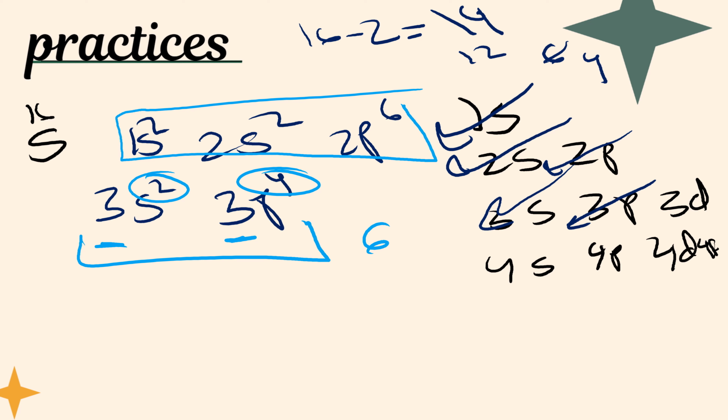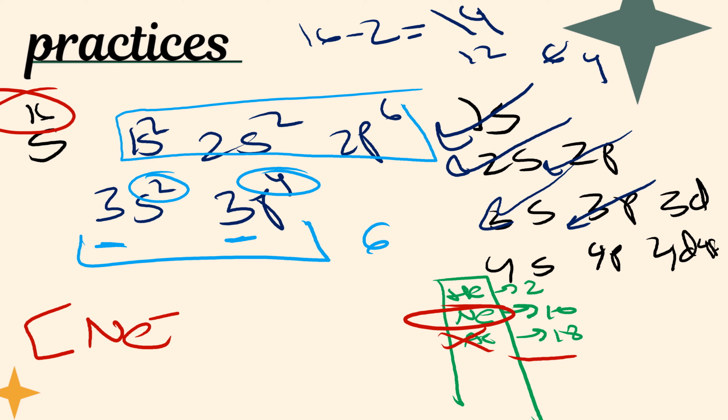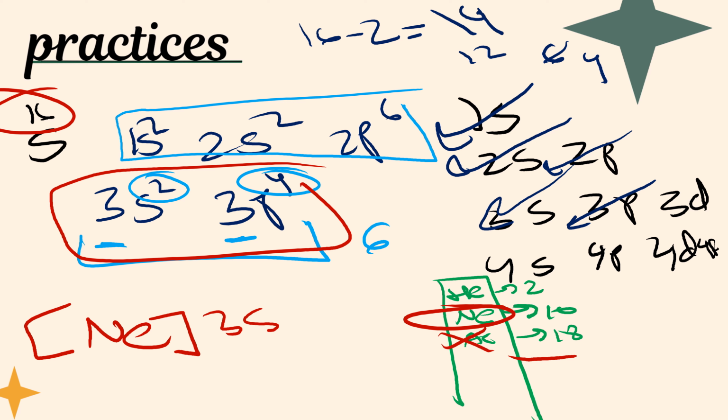Now the noble gas electron configuration. We know the noble gases are helium, neon and argon. Neon has 10 electrons, argon has 18, and helium has 2. Because sulfur has 16, we can't use argon, so we use neon. Neon has 10, so we're left with 6, and those 6 are 3s2, 3p4. This is the noble gas electron configuration.